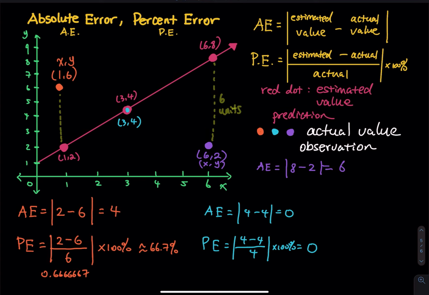And then you calculate the percent error. So PE is equal to 8 minus 2 divided by 2, and then you multiply by 100%. So 8 minus 2 is equal to 6. 6 divided by 2 is equal to 3. When you take 3 times 100%, you get 300%.